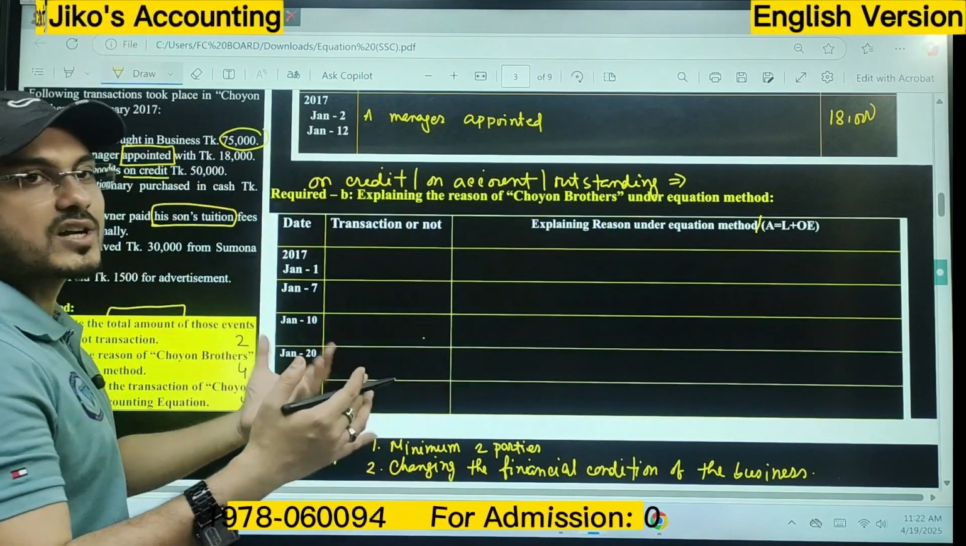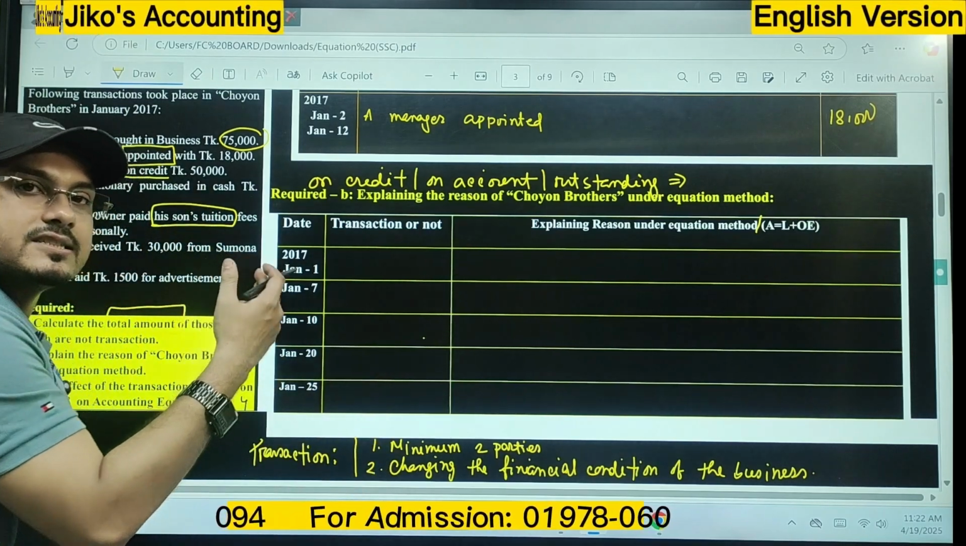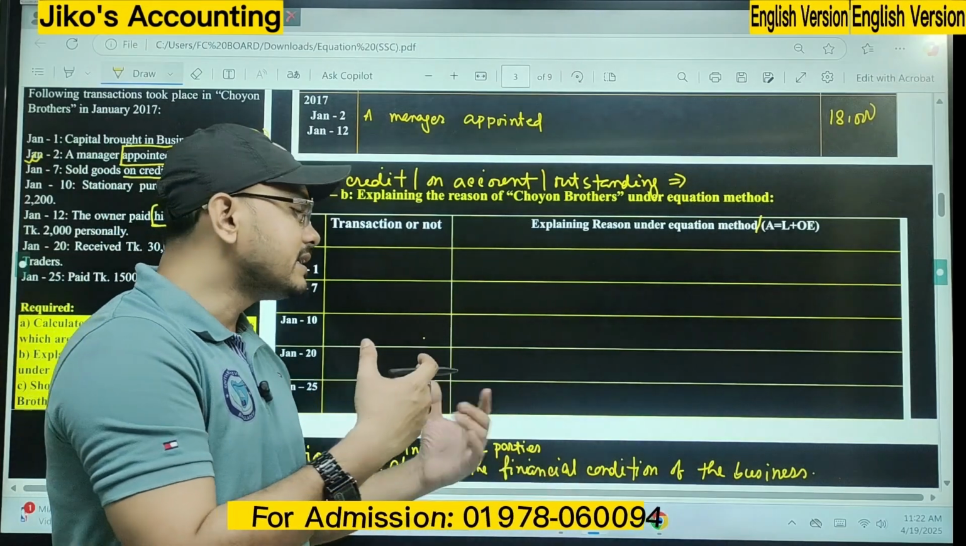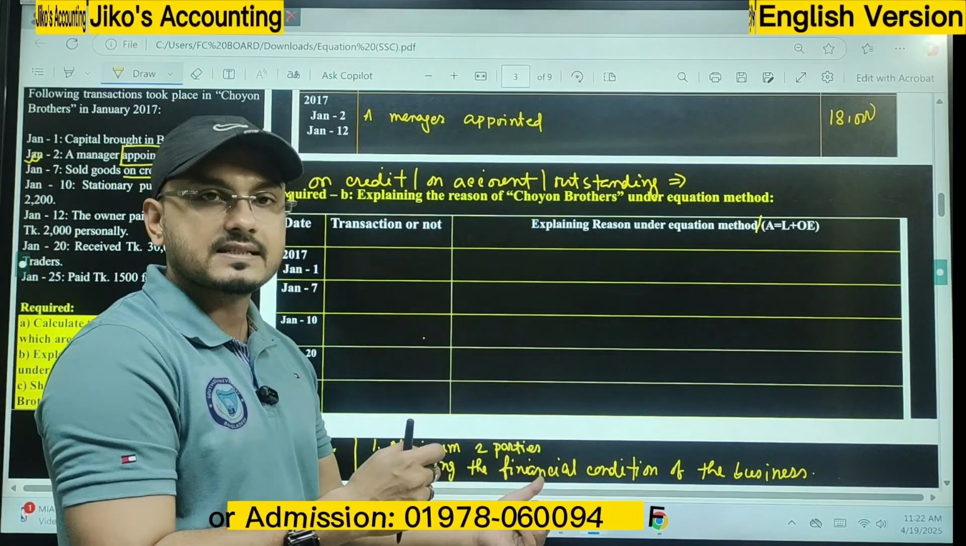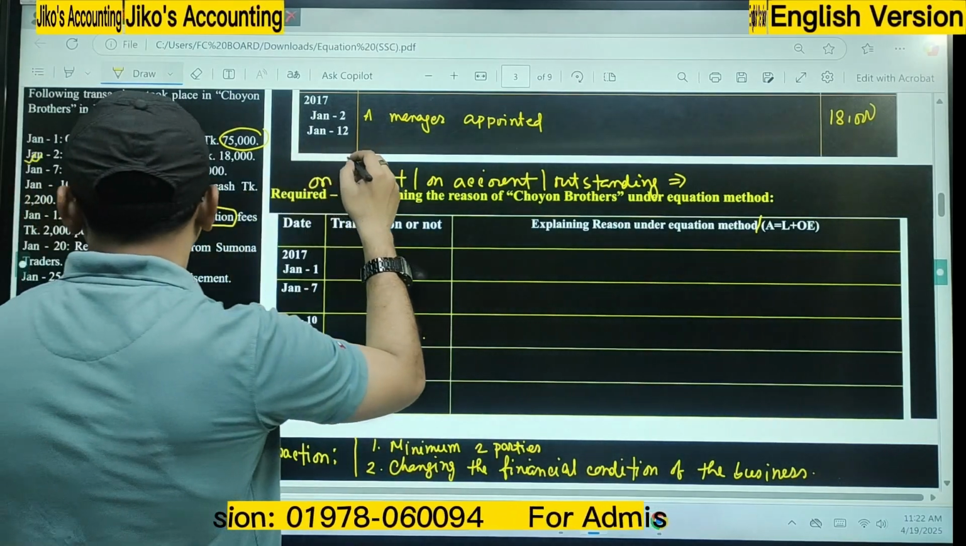So it's not a transaction, because to be a transaction, there must be two conditions. Because of this transaction, there is no increased or decreased amount of cash noticed in my business and other issues also. So it's not a transaction.